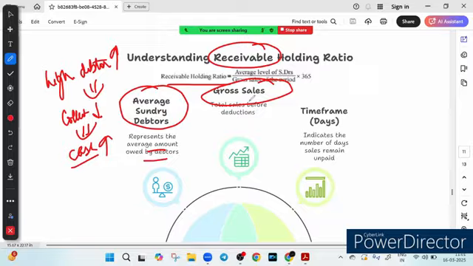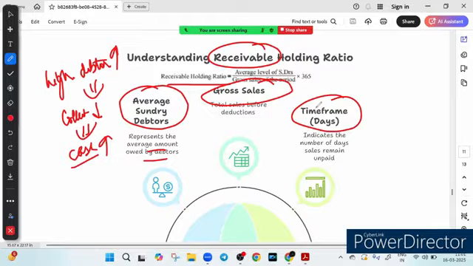So suppose your sales are higher, your gross sale is very high. It does not mean that you have better revenue or better cash flow if payments are not collected on time. And there is something called time frame. It indicates how many days sales remain unpaid. A longer duration means there is a risk of bad debt and liquidity issues. A shorter duration means faster cash flow.